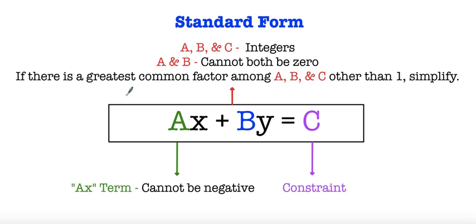What I mean by c is a constraint is that whatever we get for ax plus by is going to equal c, and therefore it's not going to be less than or greater than c, it's going to equal exactly c. Okay? So this is a lot to take in, but we'll do a few examples to make it a little bit easier.